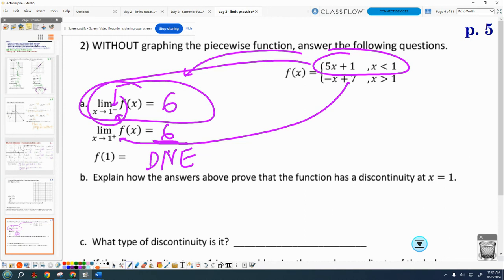Well, Ahmed, if I plugged in 0.9999999999999 times 5 and add 1, it's gonna be 5.9999999. Might as well just call it 6. That's what limits are. It gets really, really, really close, but it doesn't actually touch.